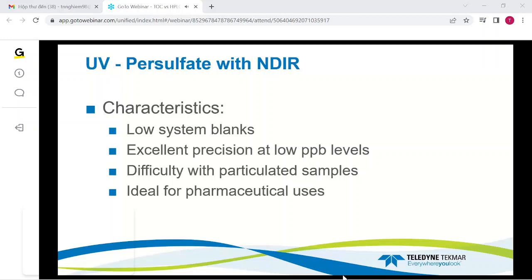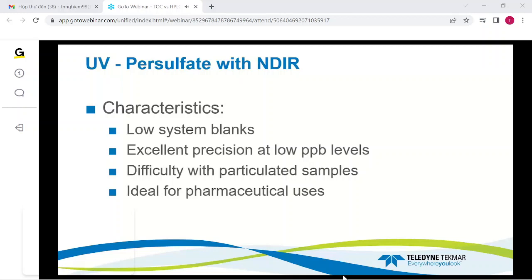Characteristics of UV persulfate, it doesn't handle particles. That's why this is so predominantly used in, say, a pharmaceutical market or a clean water market, because it's going to allow us to get the utmost oxidation reaction occurring, and we don't have to worry about the particulates in the sample. So, like I said, a UV persulfate with an NDIR, ideal uses are within the pharmaceutical market or also within the drinking water. But this presentation, as you can see from the title, we're going to be focusing on the pharmaceutical aspect.